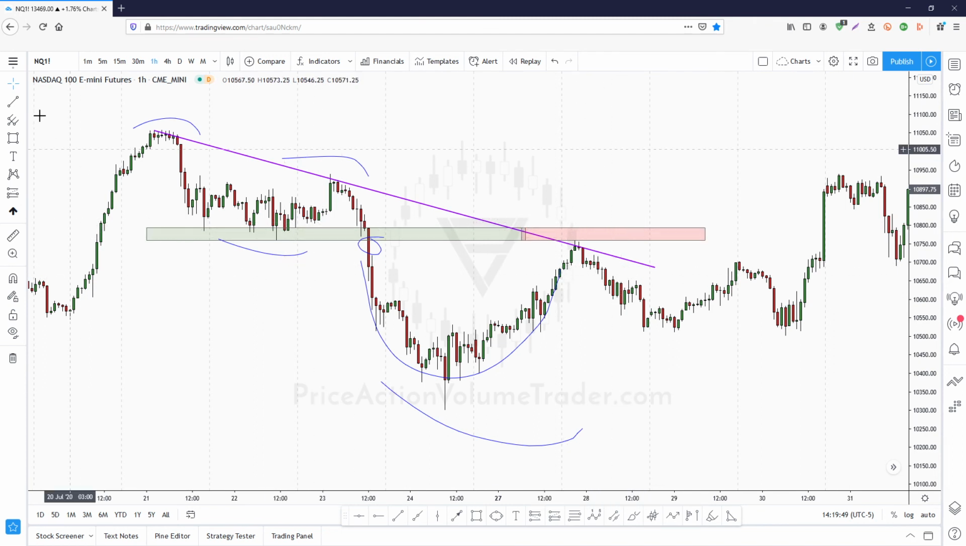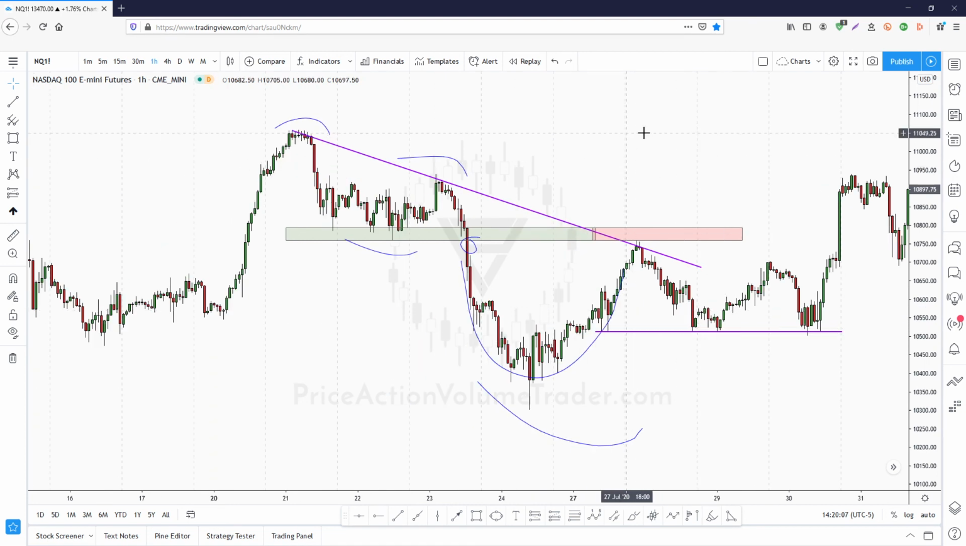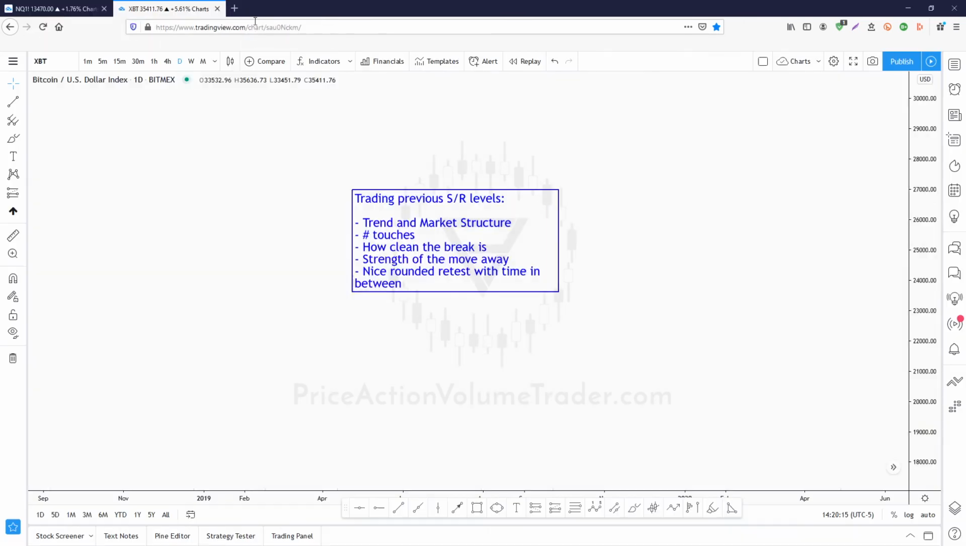And for our target, we can just target previous lows, which this would have been the first target on this one right here. This was the last swing from this wave before we went up, and we can see that we tested perfectly. Okay, so again, let's just bring back the rules right here for you guys.